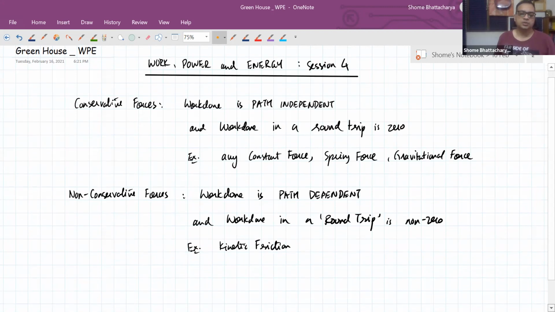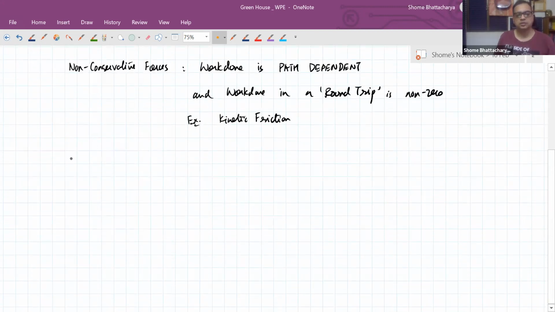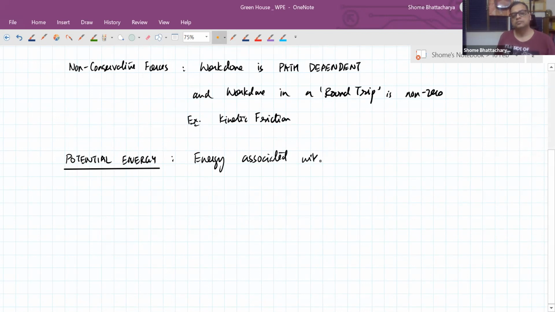Then after this, we discussed the concept of potential energy for a system. We saw that potential energy for a system is defined as the energy associated with the configuration or state of the system.